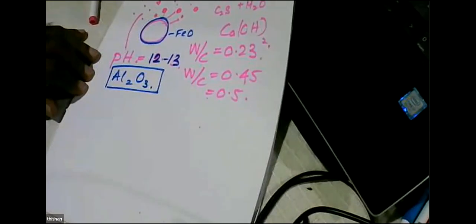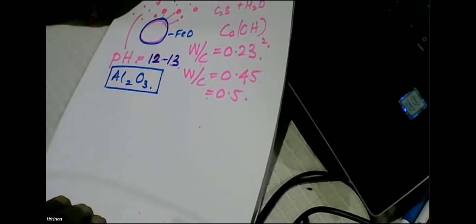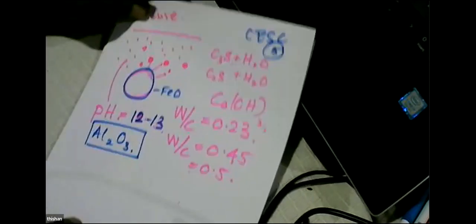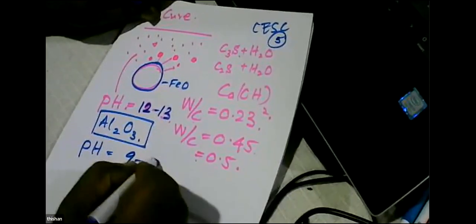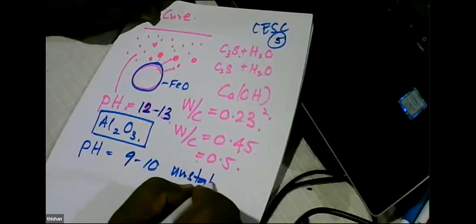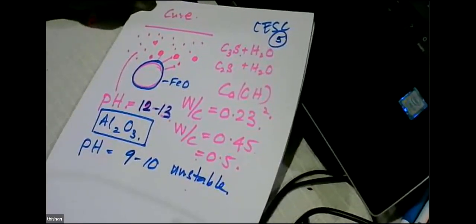Now, this is the theory. The ferrous oxide layer is very stable when the pH value is 12 to 13. That is why we have to cure the concrete properly, not only to gain strength, but also to create sufficient quantity of calcium hydroxide so that this pH value will be significantly high. Then what happens? This ferrous oxide layer is very stable, but if the pH drops to 9 to 10, it becomes unstable. So this is one of the bigger problems.